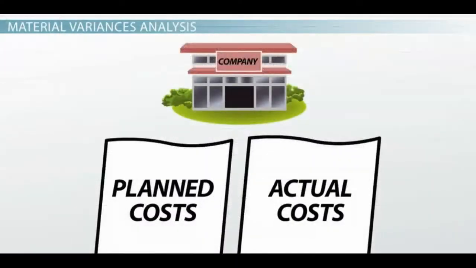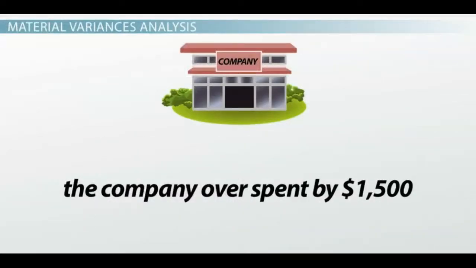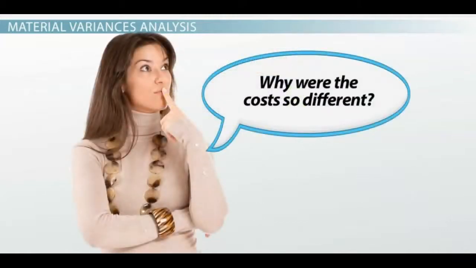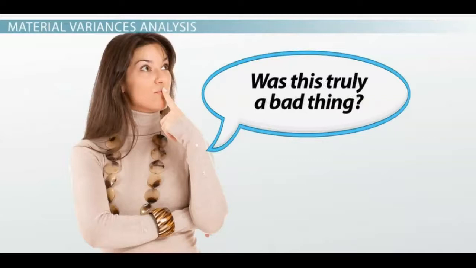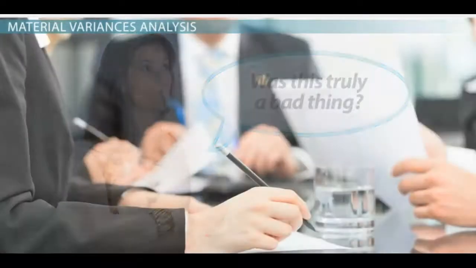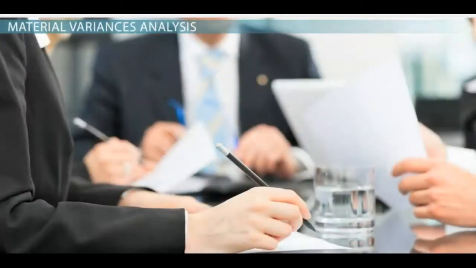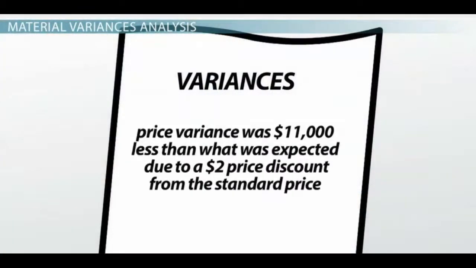As we can see from looking at the planned and actual costs, it initially appears that the company overspent by $1,500, but without any details, we cannot determine what the reason was or get the full picture as to whether this was a truly bad thing. As we look further into the different variances, we notice that the price variance was $11,000 less than what was expected, due to a $2 price discount from the standard price.